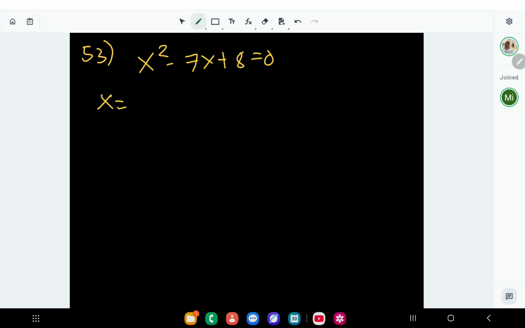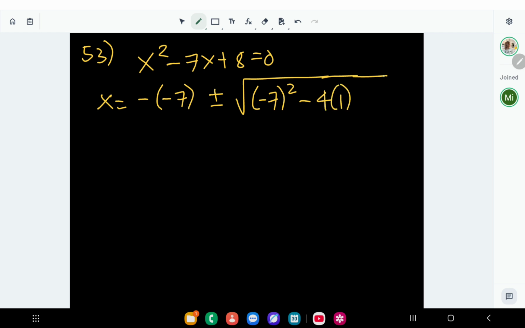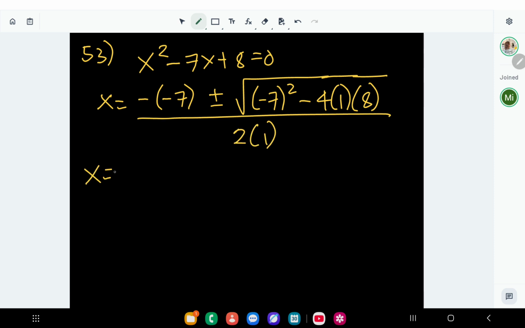So x is equal to negative b. B is negative 7, right? So negative of negative 7 plus minus the square root of negative 7 squared, minus 4 times a, which is 1, times c, over 2 times 1. So we have 7 plus minus the square root of 7 squared, which is 49, minus 4 times 8, which is 32, over 2.